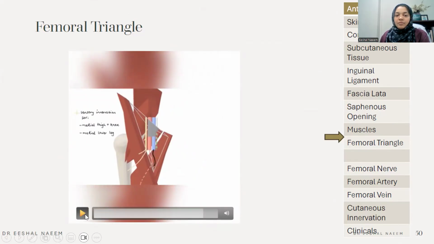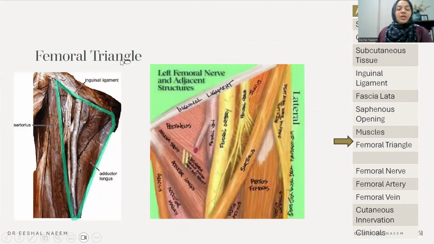So the femoral nerve allows for sensory innervation for the medial thigh and knee and medial lower leg. That's something it's trying to tell you. Moving on. The femoral triangle.